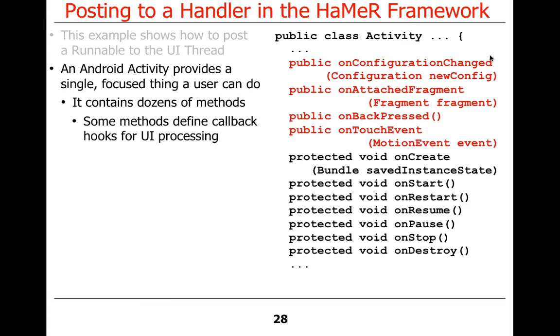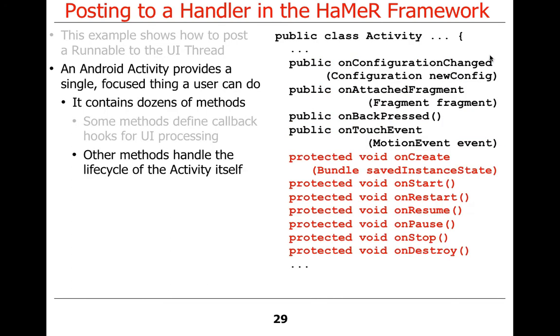Some of the methods define callback hooks for user interface processing. So there's a whole bunch of things that you can define as callbacks, like what happens when users touch the screen in various ways. What happens when someone presses the back button, dealing with fragments, configuration changes, like when you swivel the device from landscape to portrait mode and so on. And then there's also a pile of other methods that deal with the life cycle of the activity. We've talked about those too, like onStart, onStop, onPause, onResume, all those kinds of good things.